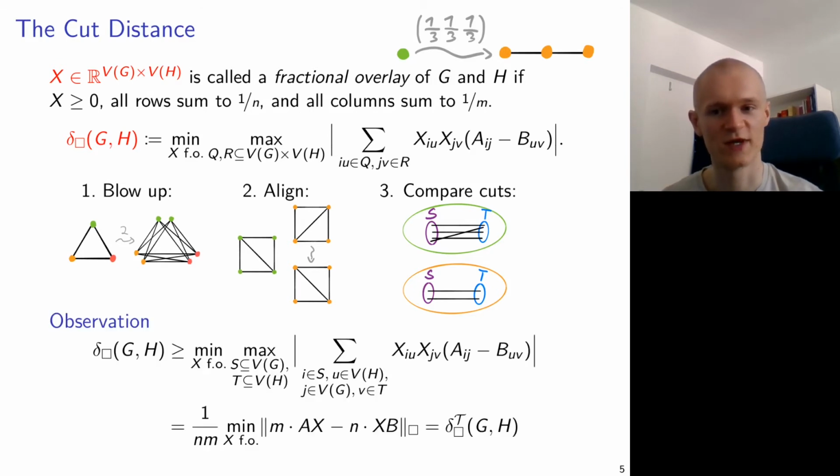And one observation you can make from this definition is that if you restrict these cuts Q and R such that U sums over all vertices of H and J sums over all vertices of G, then we actually get the tree distance. So what you see here is the definition of the tree distance for graphs of two different sizes.